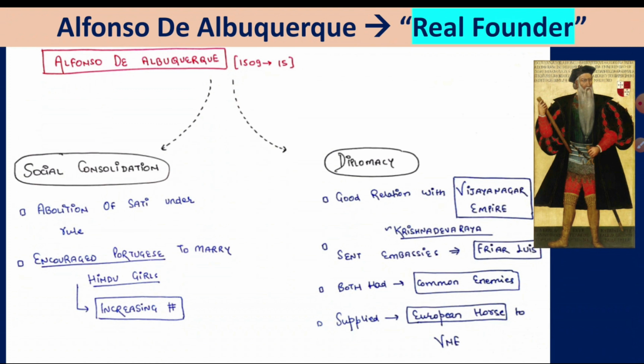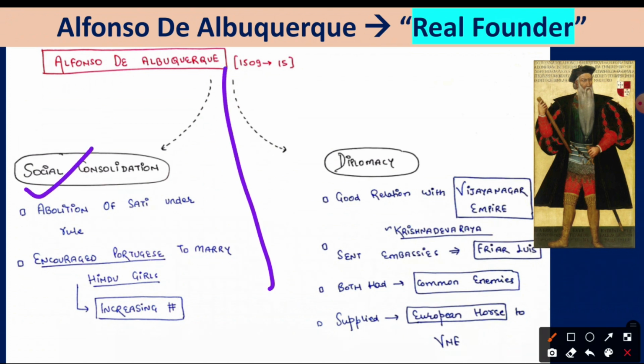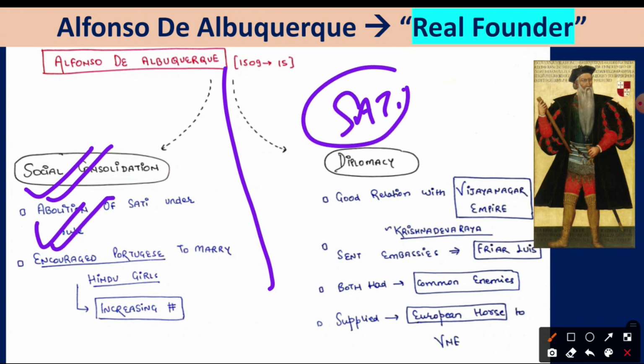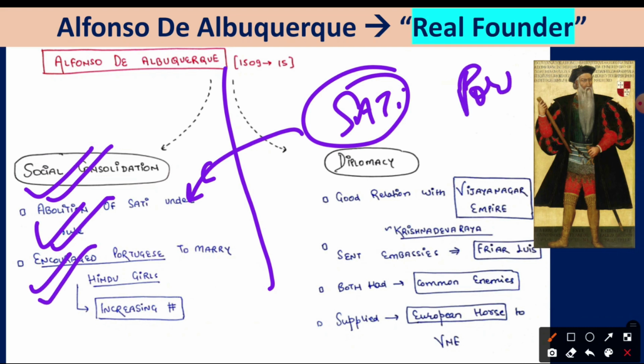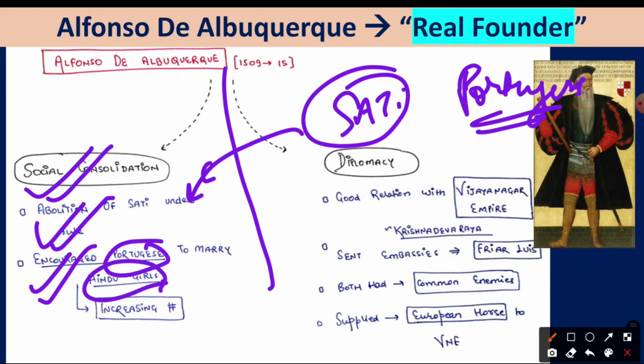Then also Alfonso de Albuquerque, we can also see some social policies. For example, social consolidation he has done. He has abolished sati. So whenever he has ruled, he has abolished sati. That sati will not be done there. Next, one of the problems with the Portuguese was they were very few in numbers. So he said that the Portuguese should marry the Hindu girls a lot. So the number of the Portuguese will increase. So new Portuguese culture, the more Portuguese values will go. The child of the Portuguese man and the Hindu wife will be Portuguese, like that.